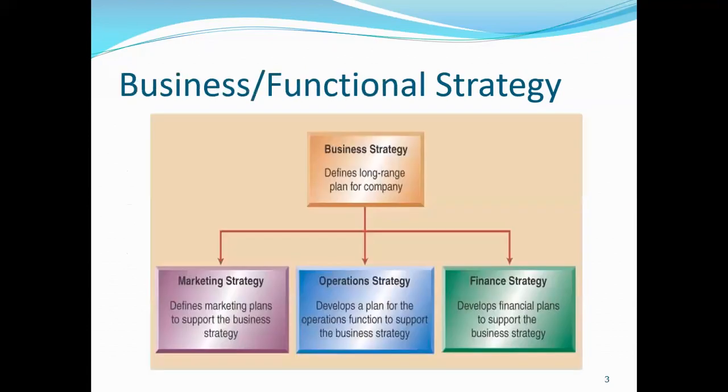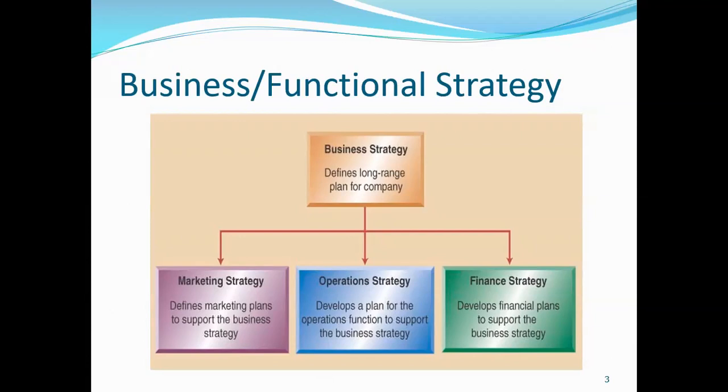So the business strategy defines the long-term plan for companies. And then under that, we have different functional strategies. For example, finance strategy will develop a financial plan to support the business strategy. And then marketing strategy would define the marketing plan to support the business strategy. And then operations strategy, where we are going to focus today, will develop a plan for the operations function to support the business strategy.